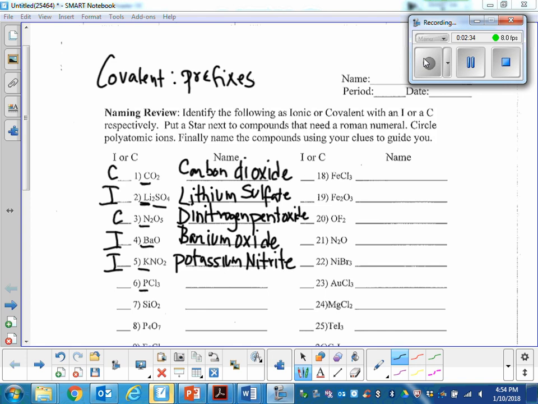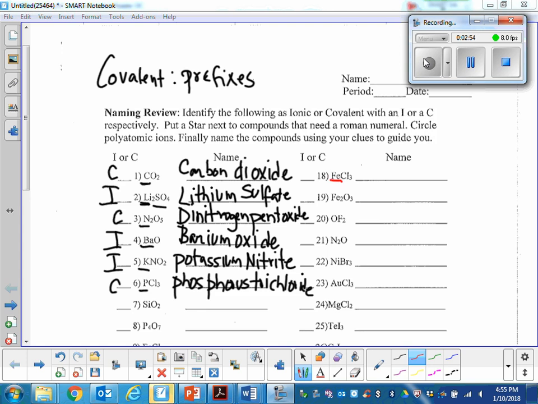The next one is phosphorus, making it covalent, so the name of the compound will be phosphorus. The subscript for fluorine is 3, making it trifluoride. Let's scoot over and go to the other side and try to name those compounds.